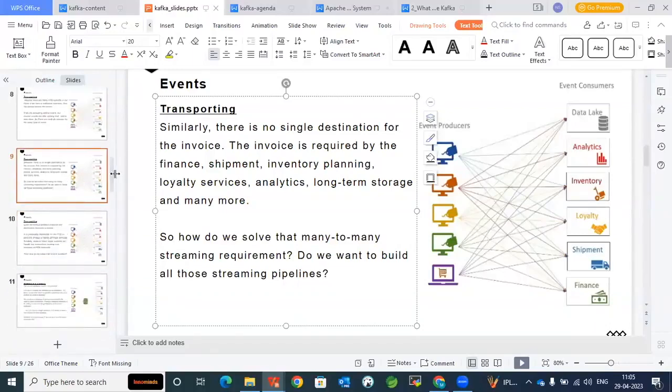Now you got the problem, right? As soon as you do the billing at the DMart point of sale counter, you will get one invoice. That invoice should immediately be sent to all these departments: analytics, store, loyalty, shipment, and finance. For all these departments, the invoice copy has to be sent. You are only one customer. You may have purchased only one product or multiple products, but you will have only one invoice.